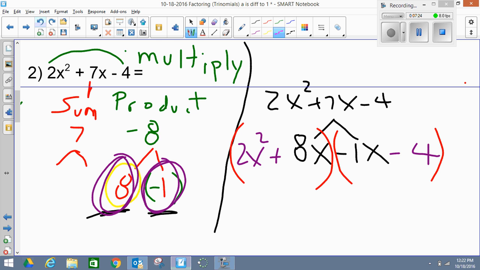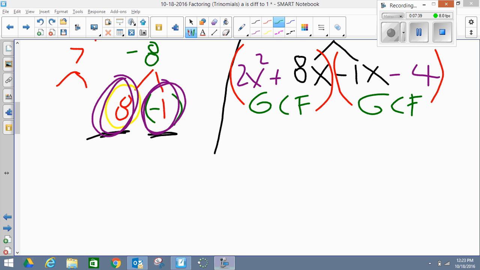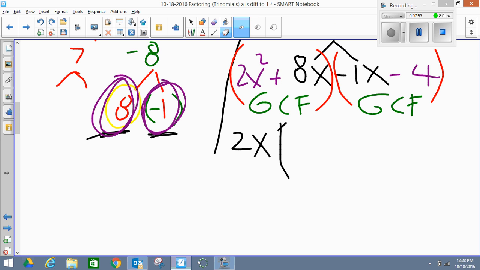Now on every single parenthesis, I'm going to do greatest common factor on each parenthesis. Let's do one parenthesis at a time. First parenthesis, the 2 is a common factor. X is a common factor. I bring the x with the lowest exponent. Now I open my parenthesis. That's supposed to be a parenthesis. So, open parenthesis. Here we go.